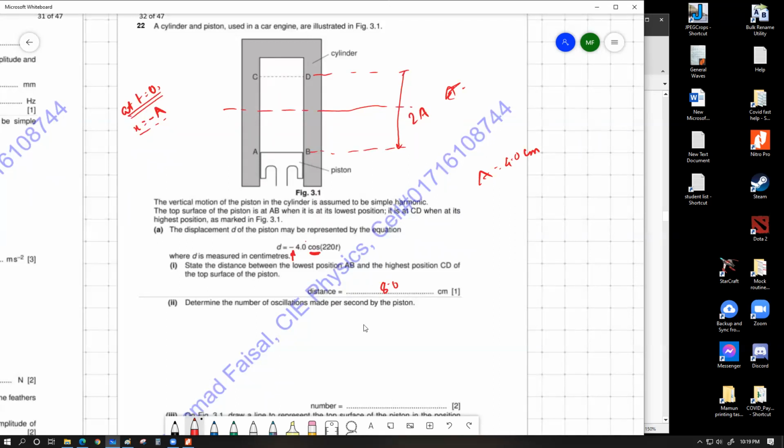Next, it says determine the number of oscillations made per second by the piston. So this is actually omega. This is 220. This is omega, and we are asked to calculate oscillations made per second, which is basically frequency. So omega equals 2 pi f. So f would be equal to omega divided by 2 pi, which is 220 divided by 2 pi. Whatever the number that you get, you write that over here.